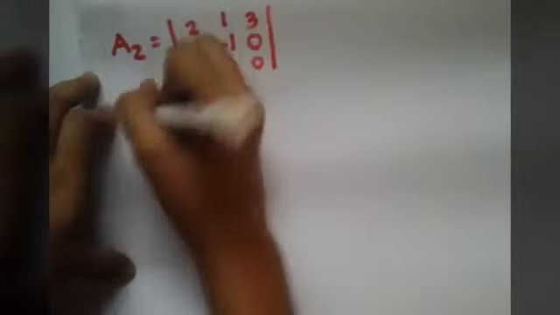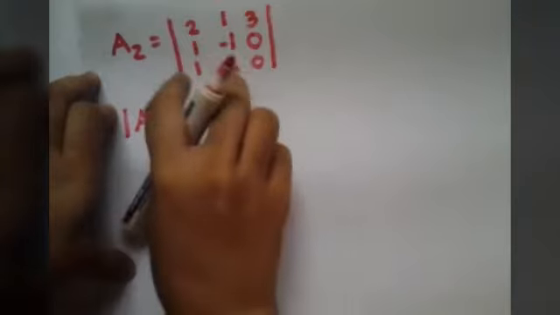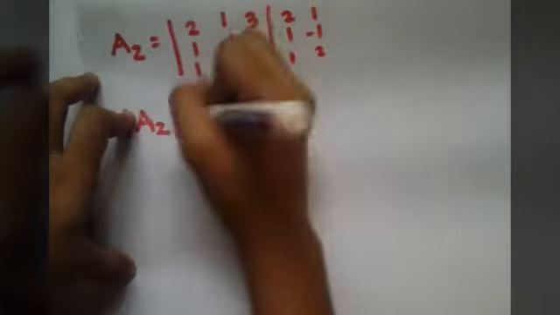For the matrix of A sub Z, it will be 2, 1, 3, 1, negative 1, 0, 1, 2, 0. For us to get the determinant of A sub Z, I am going to use the diagonal multiplication. We are going to copy these two columns, 2, 1, 1, 1, negative 1, 2. Then proceed in doing the diagonal multiplication.